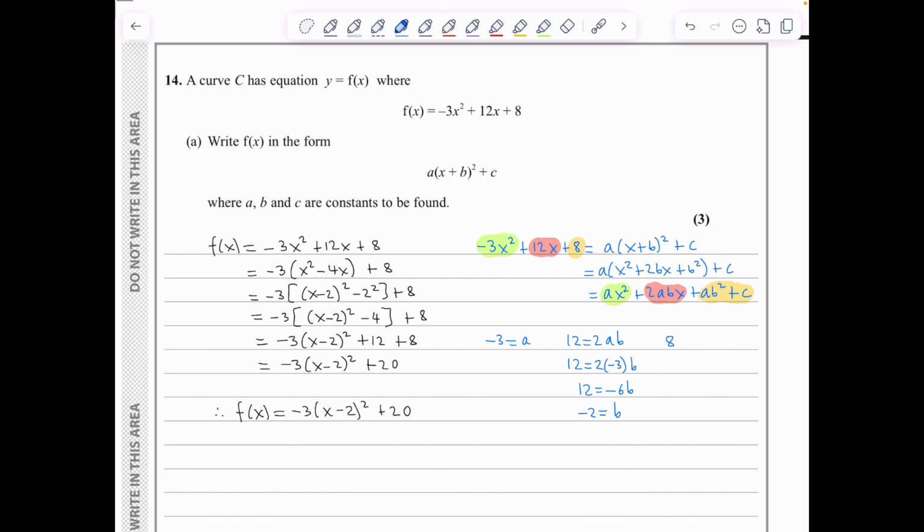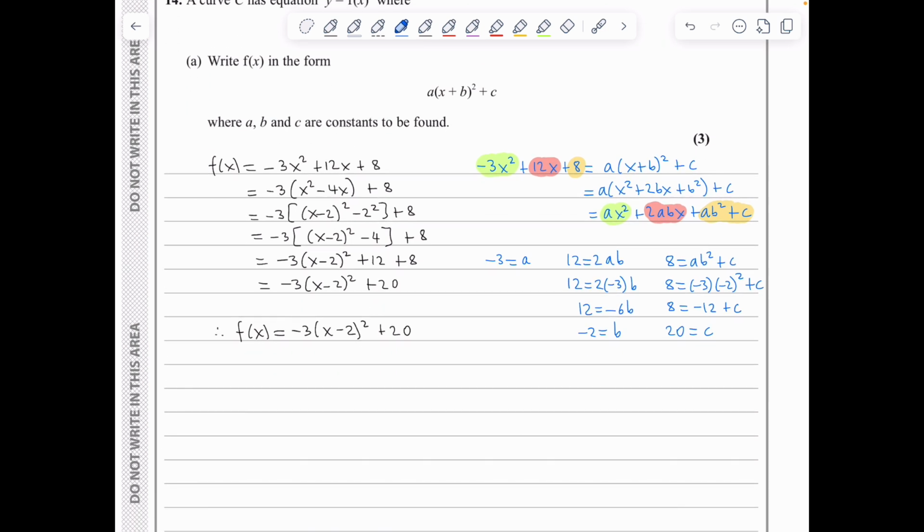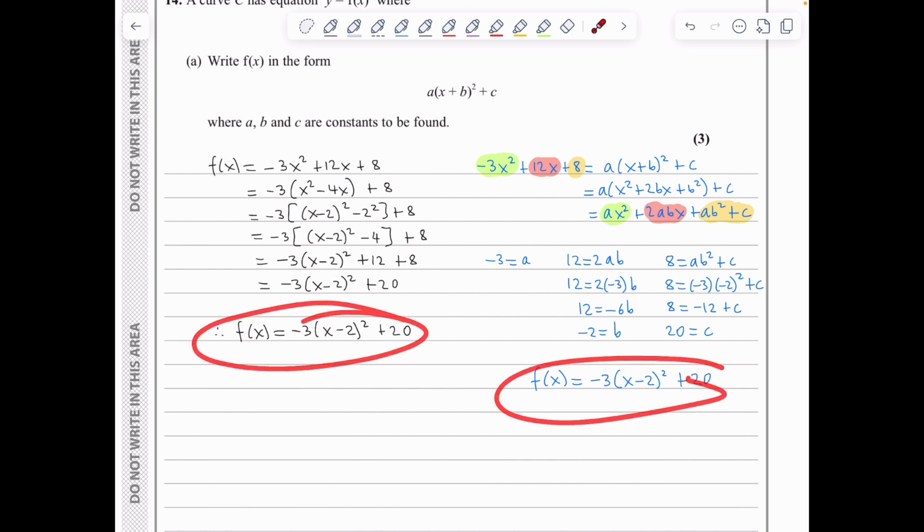So if 8 is ab squared plus c, we know that a is negative 3, b is negative 2, so negative 3 times negative 2 squared plus c, which means that 8 is negative 12 plus c, which means that 20 is equal to c. And I need to write my final answer. So f of x is going to be the a, which was found to be negative 3, times x minus 2 squared plus 20, which of course agrees with the answer we obtained using completing the square.